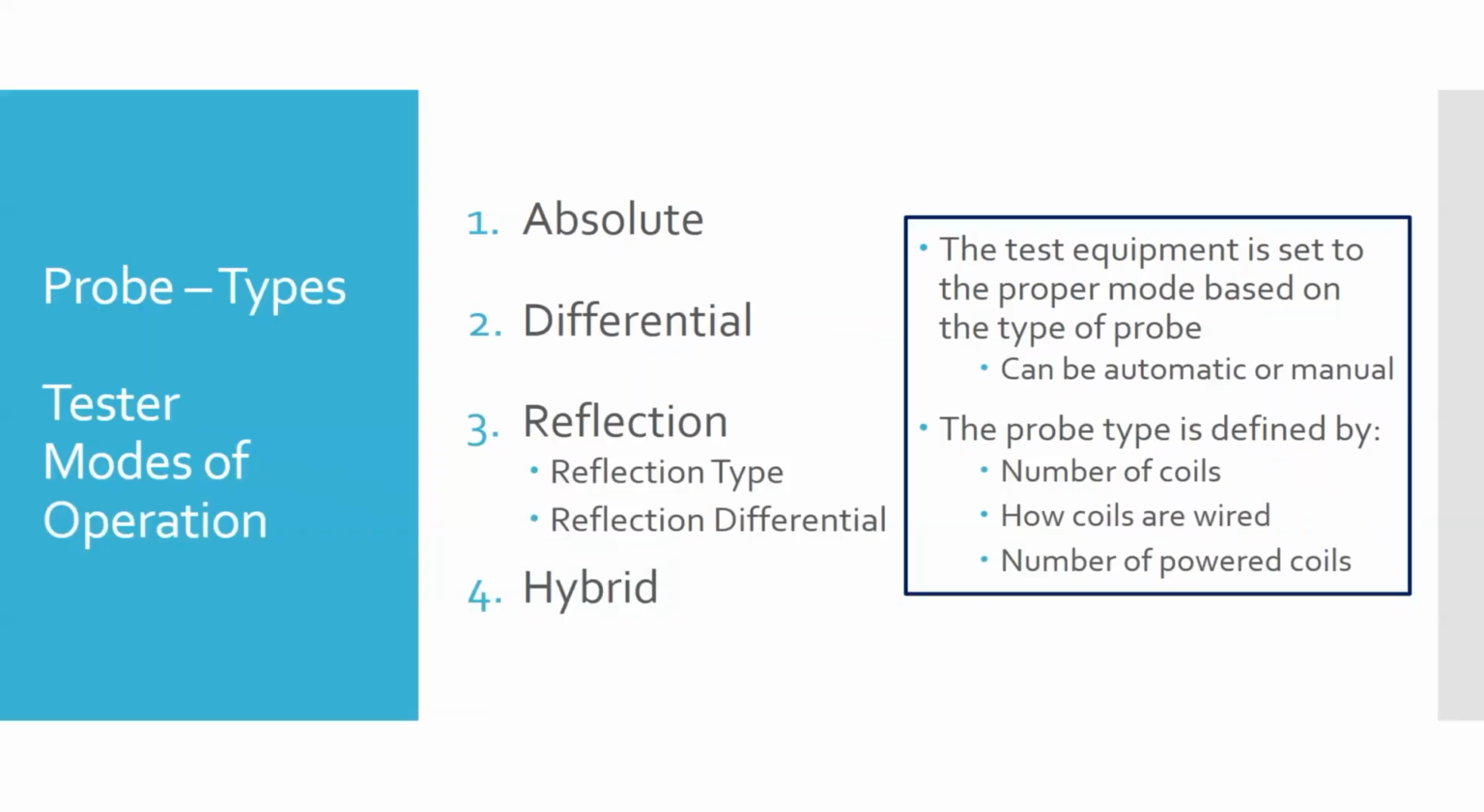With some review of where we left off. So we were looking at different probe and coil types. And so we talked about absolute versus differential versus reflection. And then finally, hybrid probes. How would you describe these? So can someone describe what's an absolute probe?